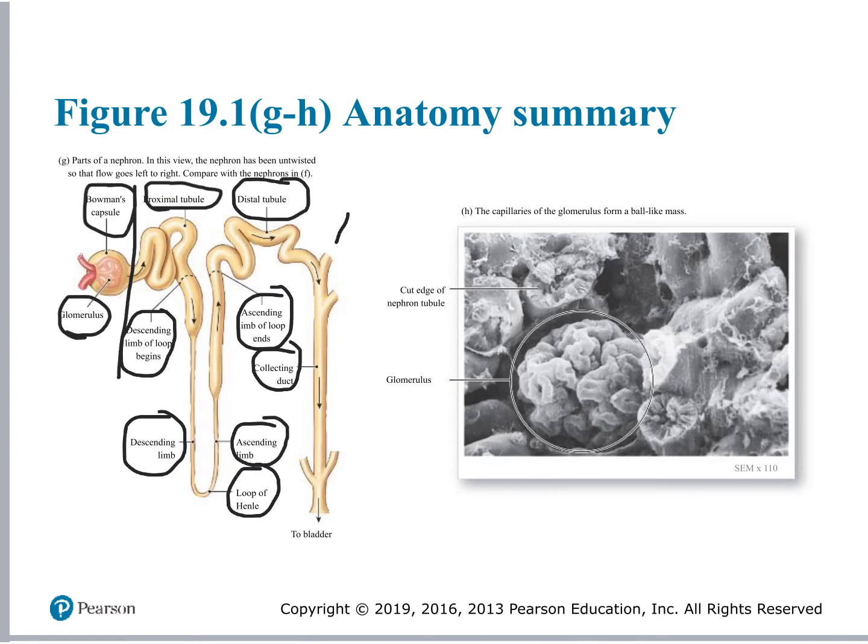I just want to point out that multiple distal convoluted tubules lead to the same collecting duct. And then the collecting duct goes through the renal pyramid and ends at the renal papilla, where it empties the filtrate into the minor calyx.